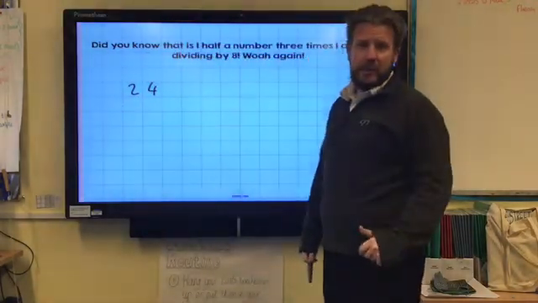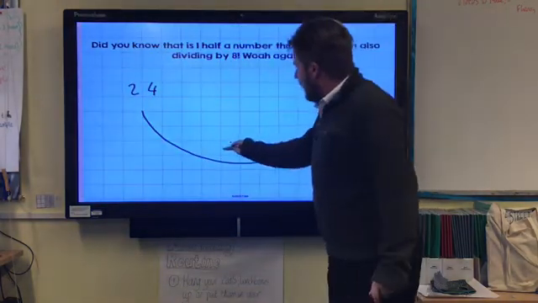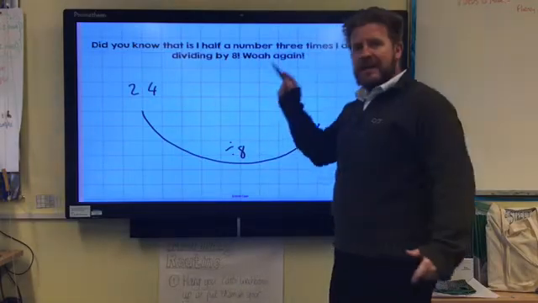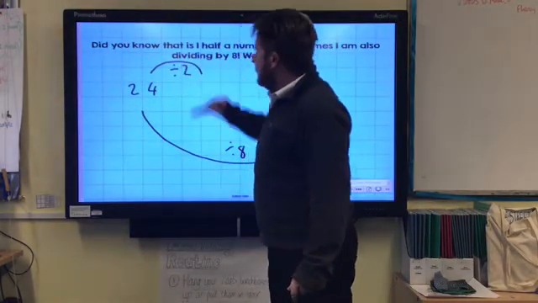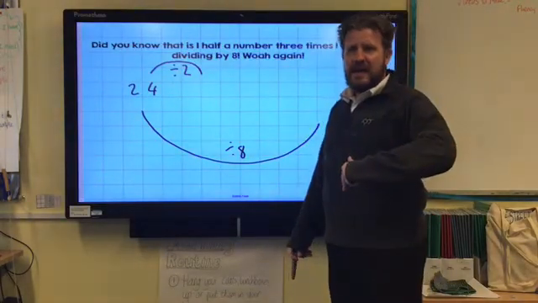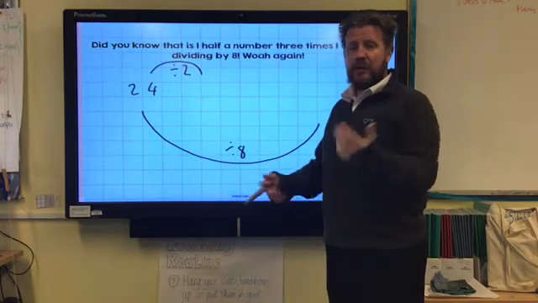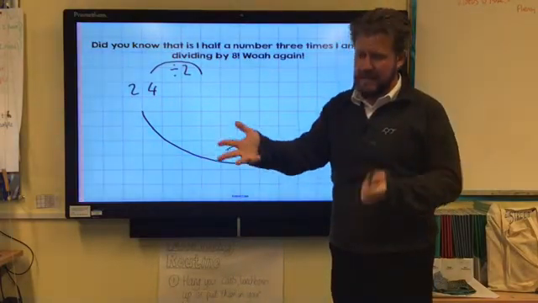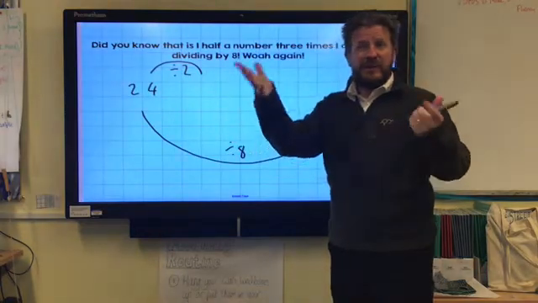I'm going to divide 24 by 8. That's what I'm going to do. We're going to break it down in chunks. Okay? So here. Divide that by 2. So 24 divided by 2 is the same as doing something times 2 makes 24. Let's go for our 2s. 2, 4, 6, 8, 10, 12, 14, 16, 18, 20, 22, 24. 12.